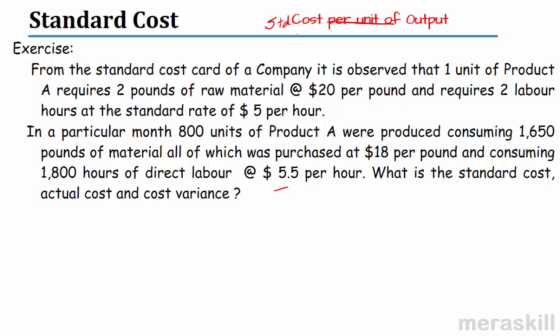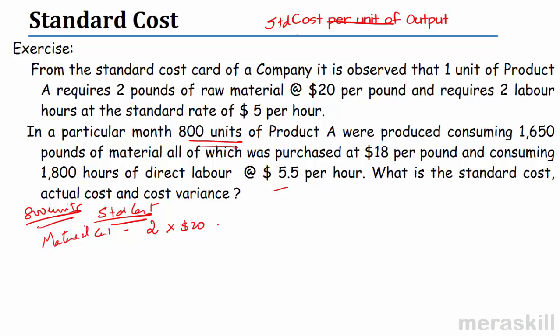Okay, so what is the output here? You have made 800 units of product A. So for 800 units, let us see what is the standard cost. Standard cost says that 1 unit of product A requires 2 pounds of raw material at the rate of $20 per pound. So the standard material cost should be 2 pounds of material into $20. Yes or no for 1 unit.